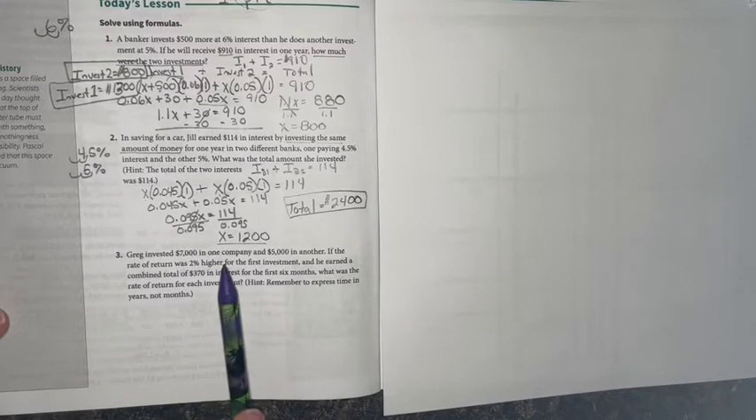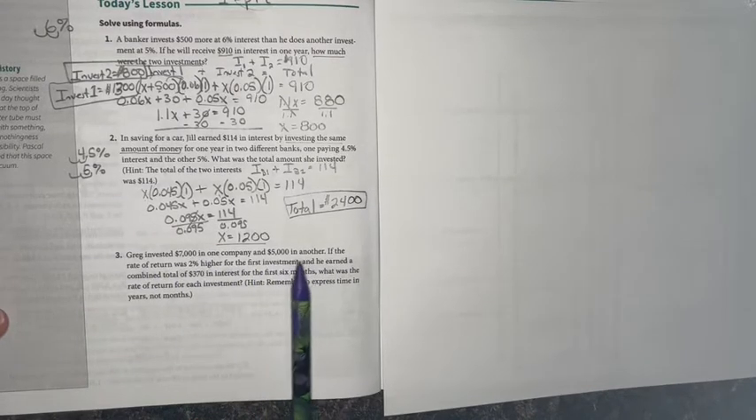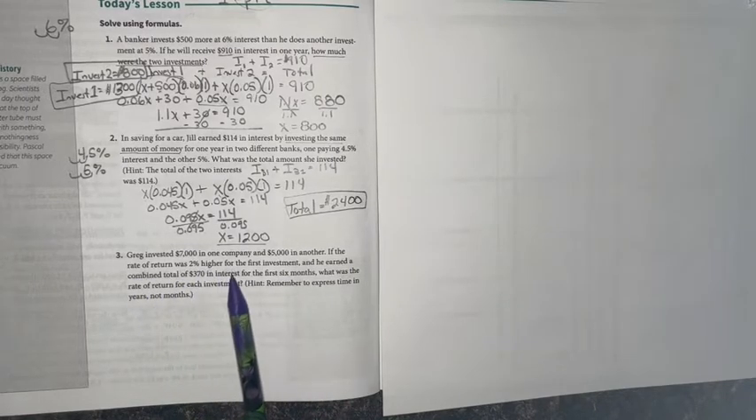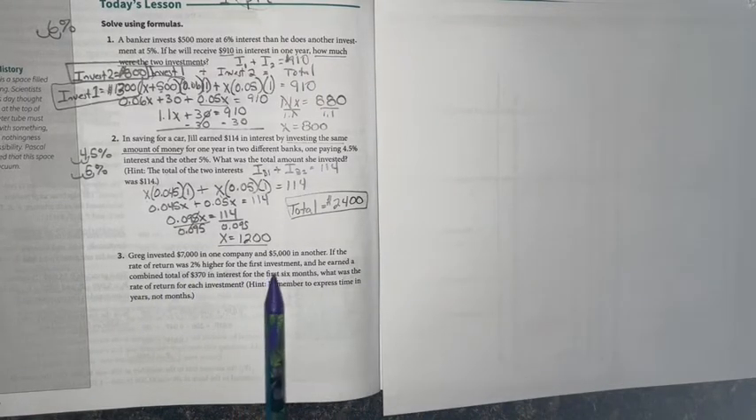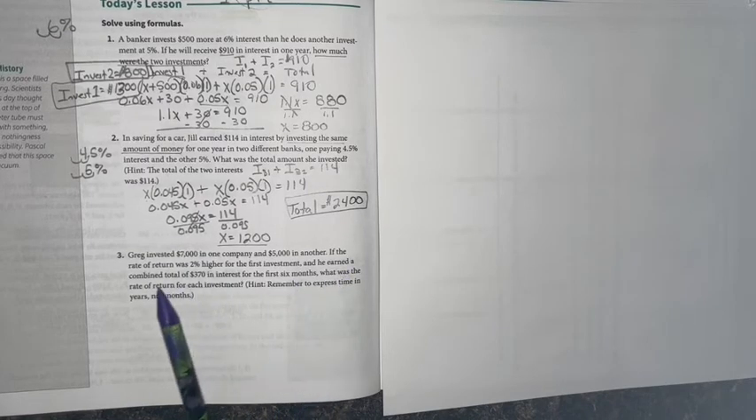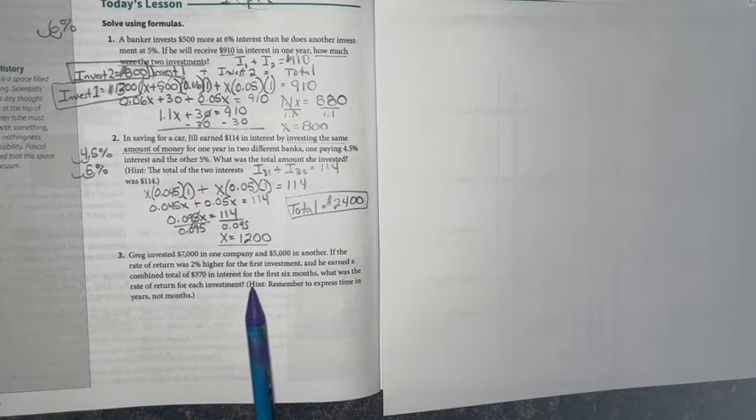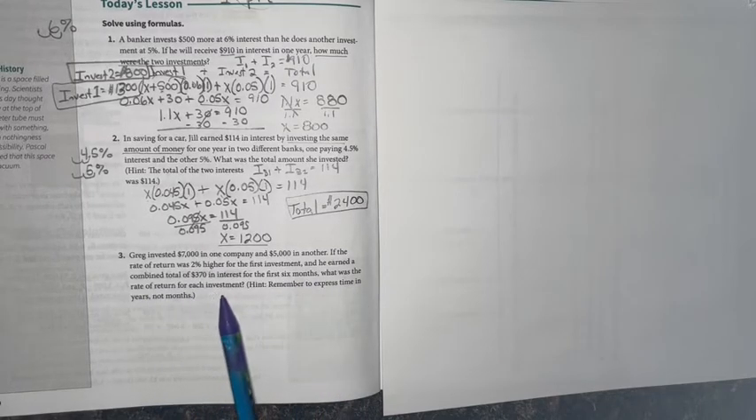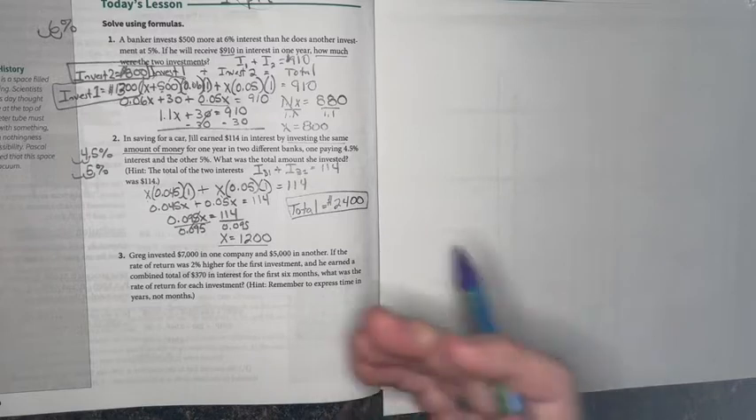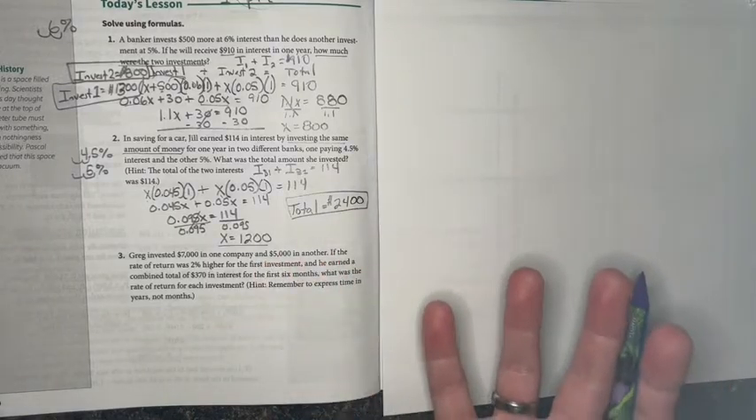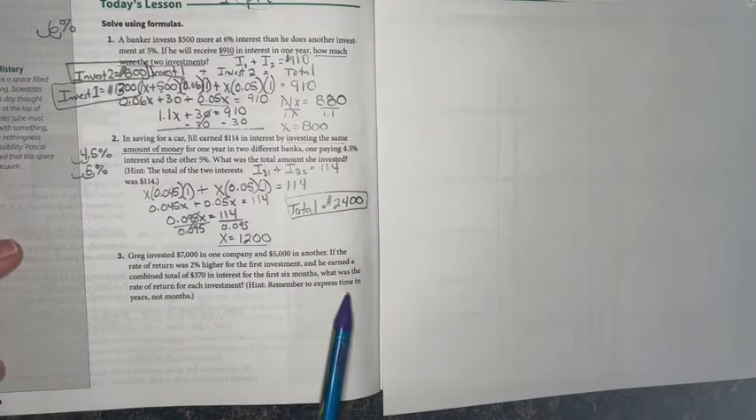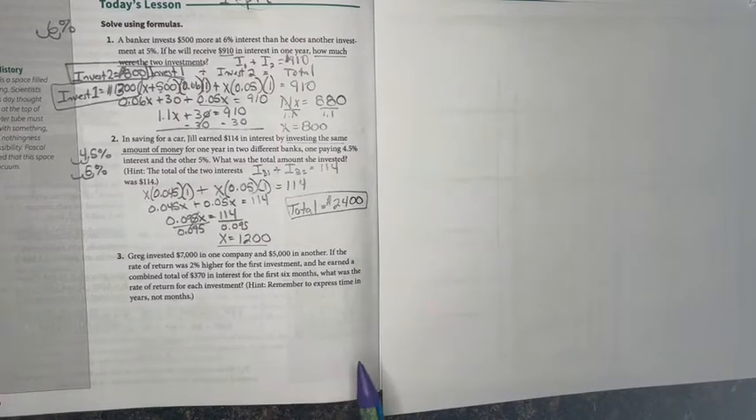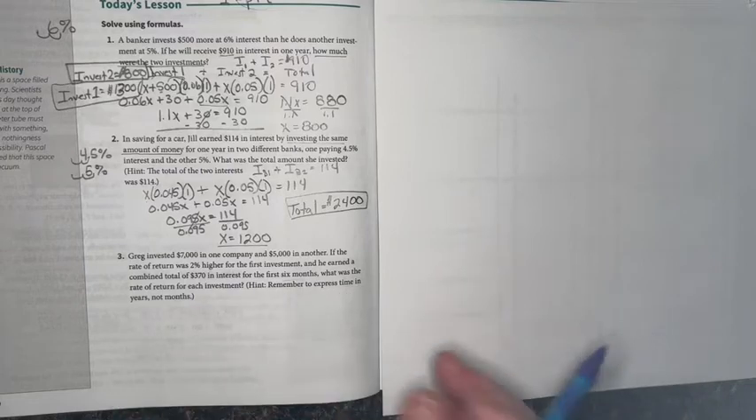Greg invested $7,000 in one company and $5,000 in another. If the rate of return was 2% higher, so that's your interest, for the first investment, he earned a combined total of $370 in interest for the first 6 months. What was the rate of return for each investment? Now, the rate of return is your rate, your R in your formula. It says here, remember to express time in years, not months. They've given us 6 months, so we need to make sure we express that as 1/2 of a year.